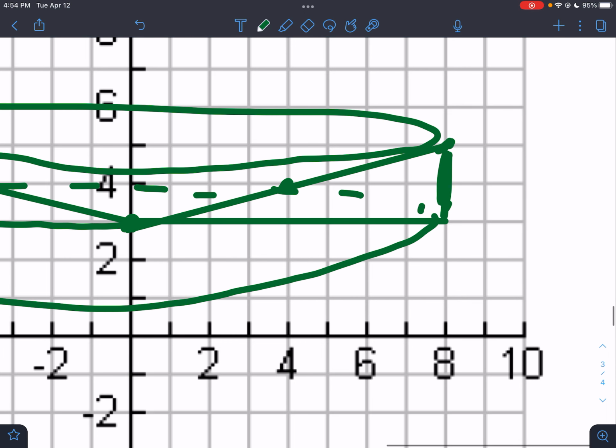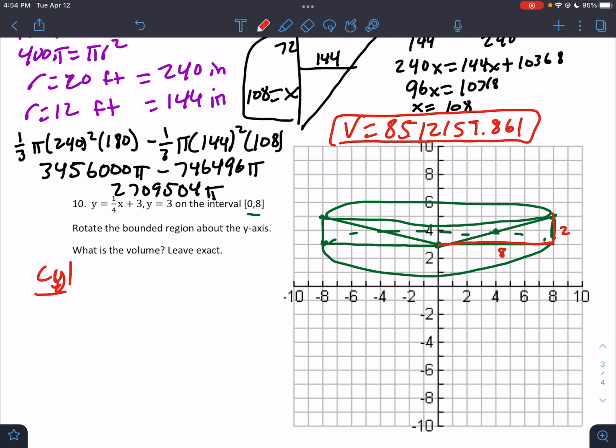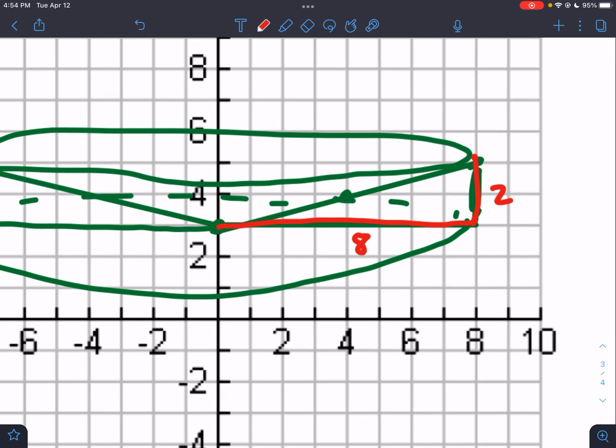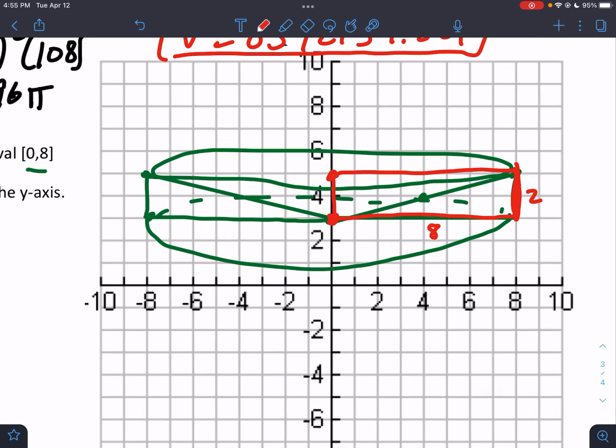Let's get the numbers that we need. For the cylinder, we need the radius, that's 8. We need the height, that's 2. So that's going to be pi times 8 squared times 2. That's going to be 128 pi. For the cone, we need the same numbers, and they are the same numbers. The cone has the same radius, same height, because the cone does go the same spots. So it is going to be 8 and 2.